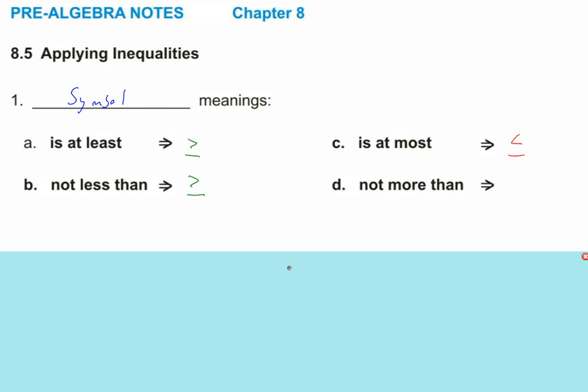All right. And then D, not more than. Let's see. Not more than. Luke is not more than 6 feet 6 inches tall. True statement, right? Luke is not more than 6 feet 6 inches tall. So again, what symbol? Again, this is a less than or equal to. So if I say he's not more than 6 feet 6, he could be 6 feet 6 or less.